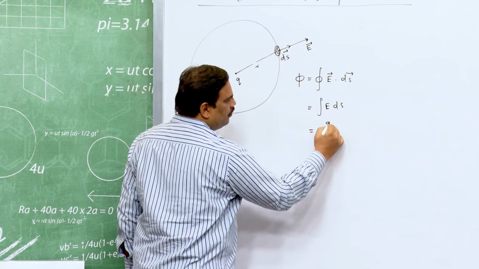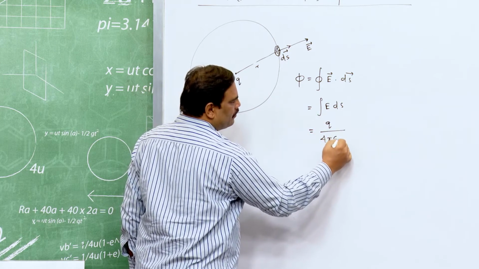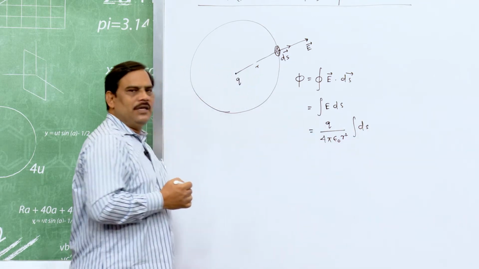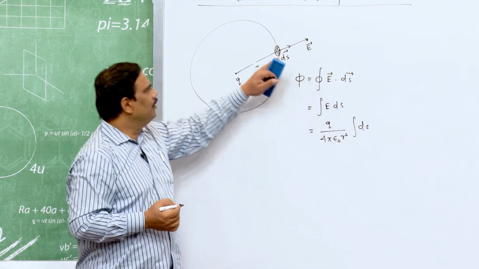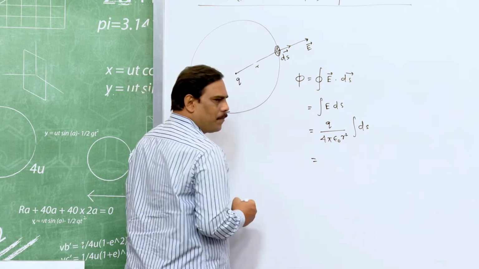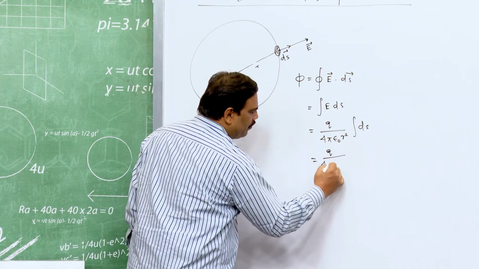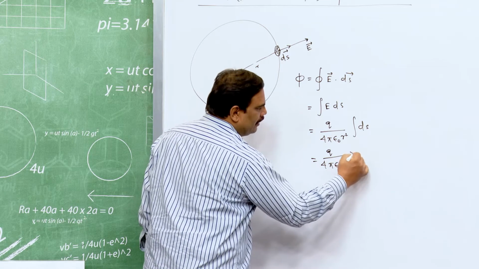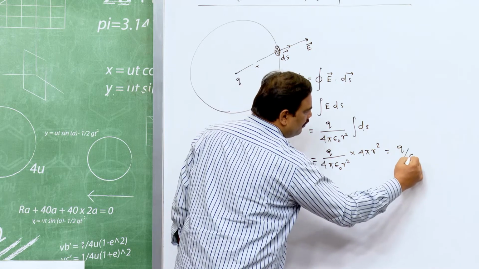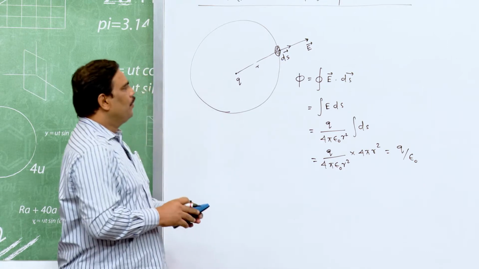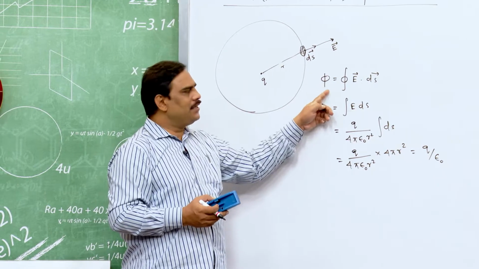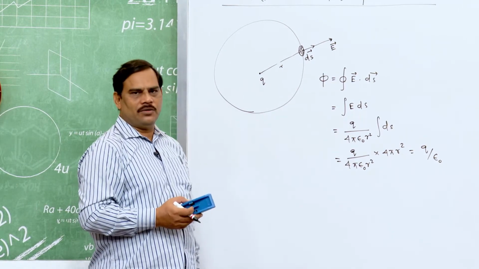So, E is q divided by 4 pi epsilon 0 r square, integration ds. When we integrate this surface ds over the surface of a sphere of radius r, we get q divided by 4 pi epsilon naught r square, integration ds is 4 pi r square. So, we will get it is q divided by epsilon 0. So, through the entire spherical surface, the amount of flux passing is q divided by epsilon 0.